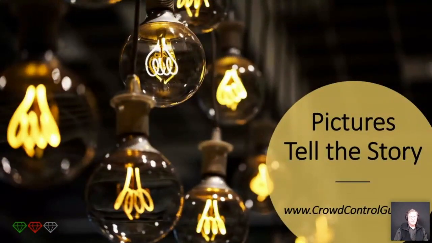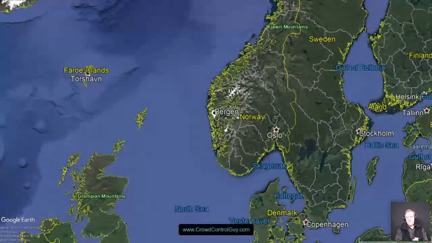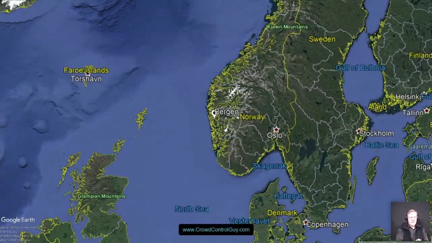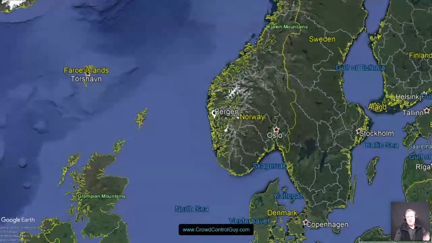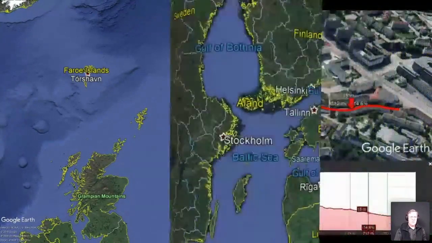Pictures tell a story. Now, Martin from Bergen in Norway had a problem. He sent me an email 9 months ago, said, hey, can you show me how to use Google Earth Pro so I can show the band that they can't get a truck into my venue? I said, send it to me. I'll gift it to you because it will take me longer to show you how to do it than to do it. I sent him a file that was 6 kilobytes.